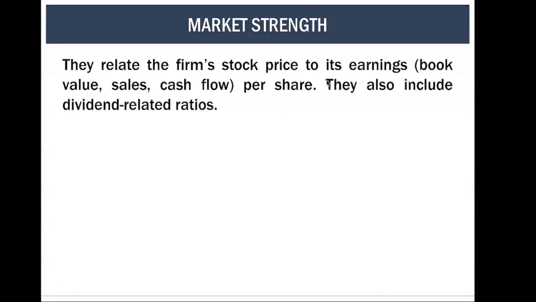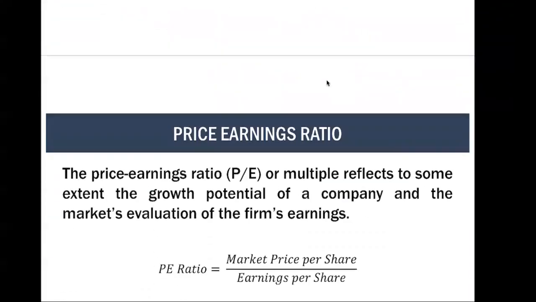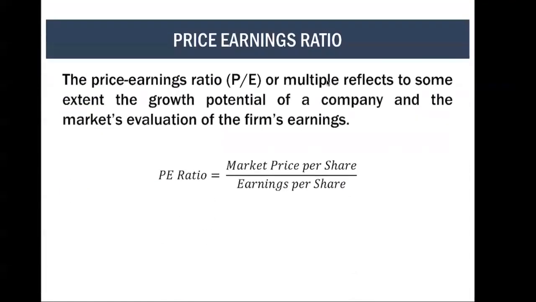So when we talk about market strength, they relate the firm's stock price to its earnings, book value, sales, cash flow per share. They also include dividend-related ratios. So we look into the effect now of that particular dividend and what does it say to your company. So the first ratio that we will talk about is your price earnings ratio. The price earnings ratio or multiple reflects to some extent the growth potential of a company and the market's evaluation of the firm's earning.